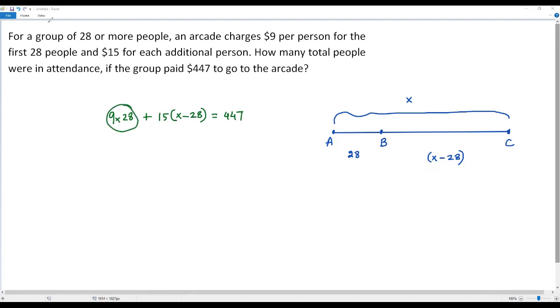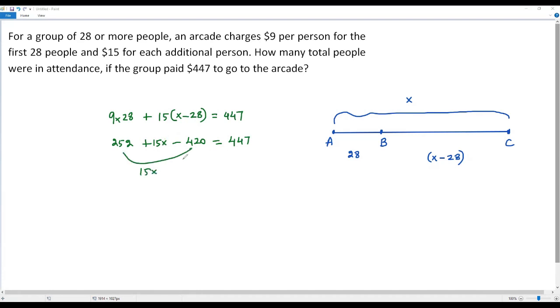So let's multiply this 9 and 28. Okay, let me multiply them. 9 times 28 is 252. Let me write it over here. 252. Now we can distribute this 15 to this X and negative 28. 15 times X is positive 15X. Positive times negative is negative. Let me multiply 15 and 28. So 15 times 28 is 420. Let me write it over here. Equals 447. Okay, 15X can be taken as it is.